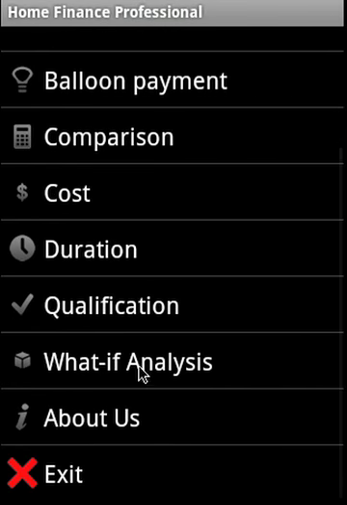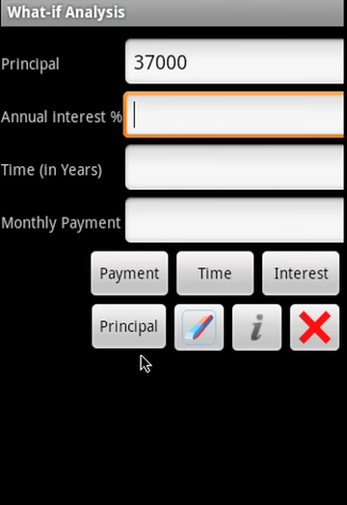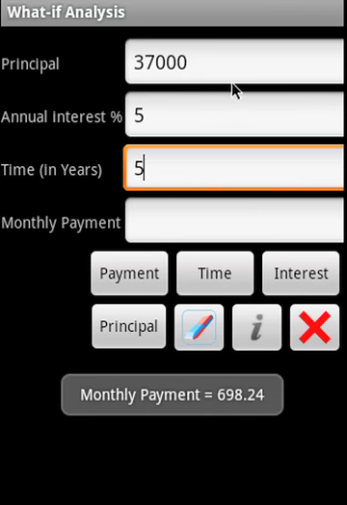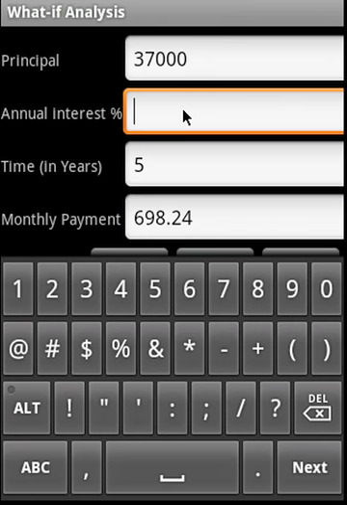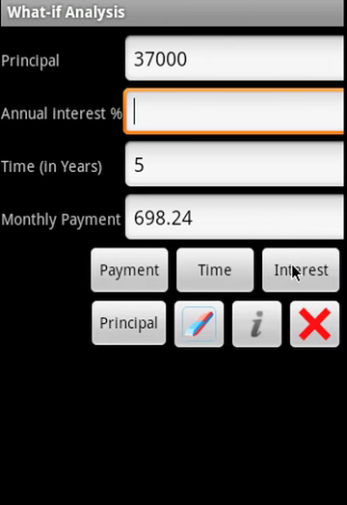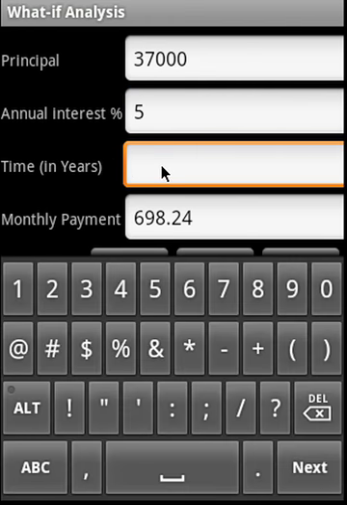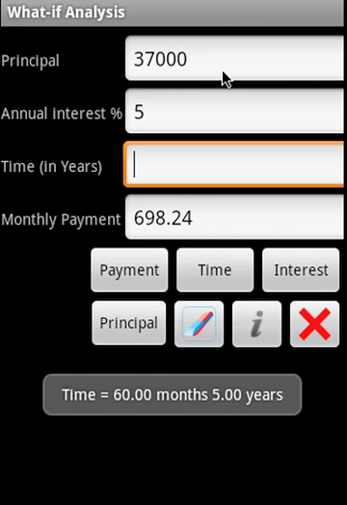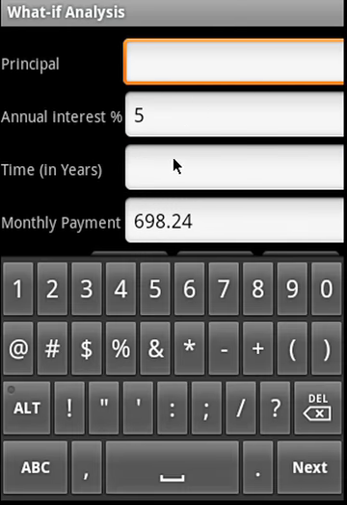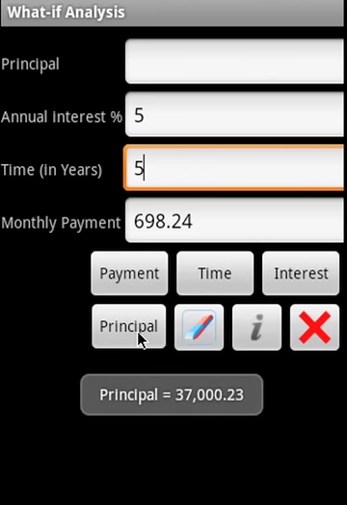Now we can do what-if analysis. So let us supply three variables, say for interest rate and the year term. So it's a payment. So now say 698.24, we are not going to supply interest, we'll calculate interest. Let us see interest. And now let us say we are supplying interest, not time. Let it calculate the time. So okay, now let us say we want to find out the principal. So this is it, principal.